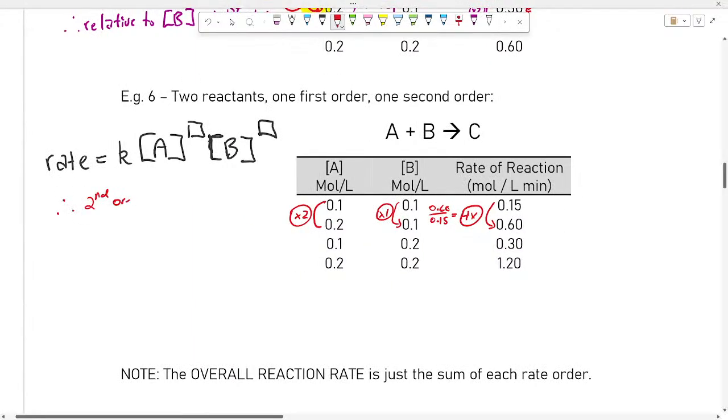Okay, so it's second order relative to the concentration of A, which means we can put the exponent of 2 here. Cool. Okay, somebody else. What do we do after that?